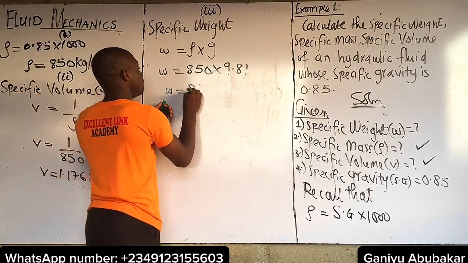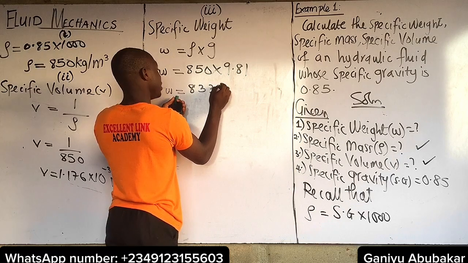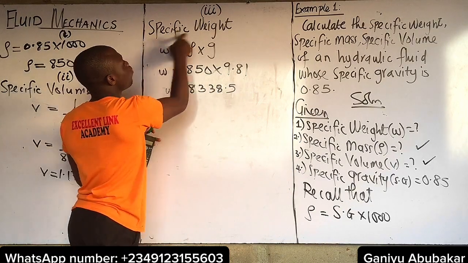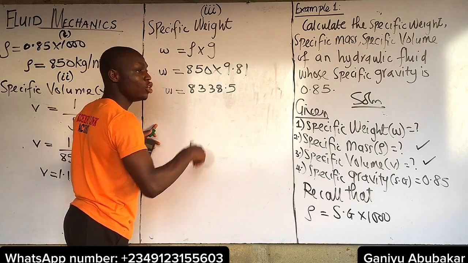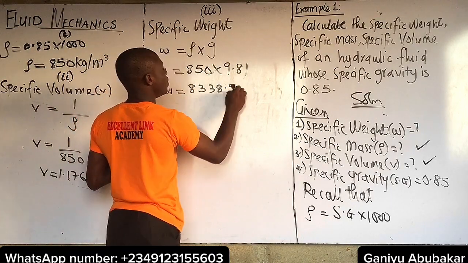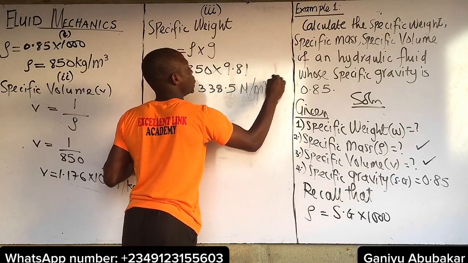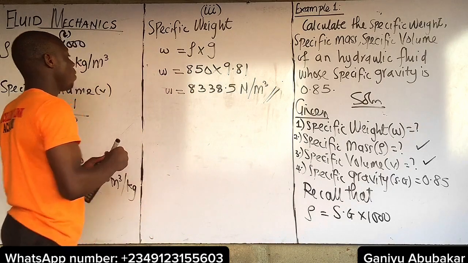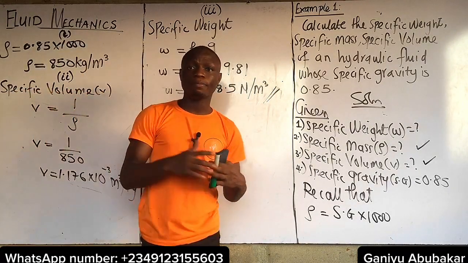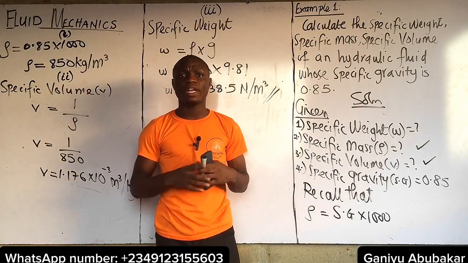I have 8338.5. We said specific weight is the ratio of total weight to the volume of a fluid. So I'm having weight in Newton over volume in meter cube. So this is the SI unit for my specific weight. So this is how to solve this using the idea I've just discussed earlier.